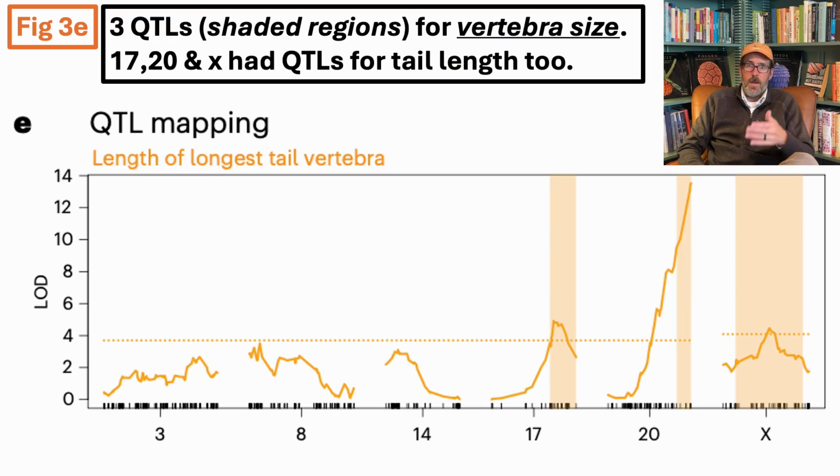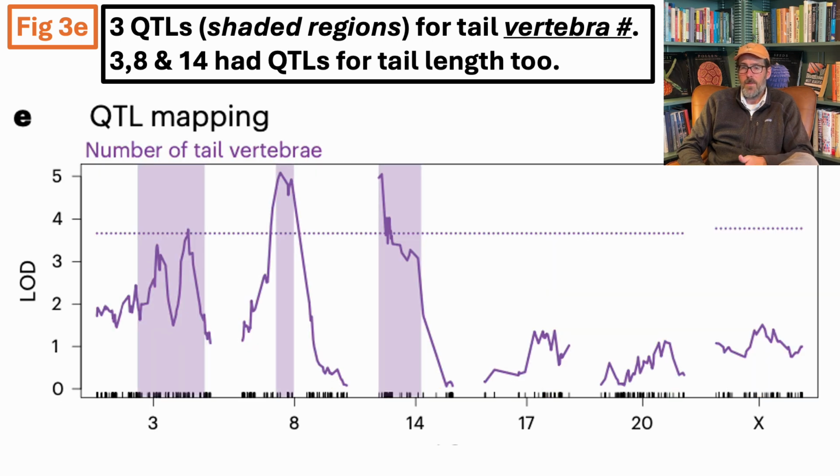Here's another QTL map, of the longest tail vertebra. It's on three of the six QTLs that were identified for tail length, and then the number of tail vertebrae are on the other three of the six. So in the end, we're going to study the number of tail vertebrae as being important. It wasn't quite clear to me why they focused mostly on the number of tail vertebrae, but they did, and that's where they really isolated HOXD13.